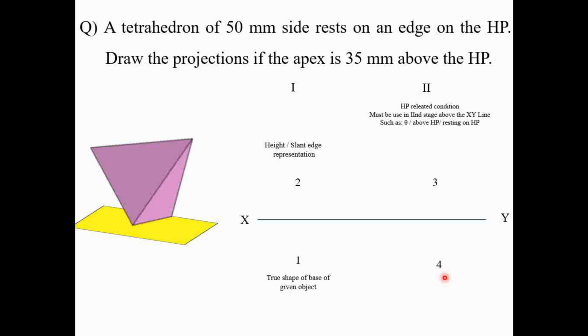Till now we have just discussed the basic theory: where to start the solution and where to end the solution of the current numerical. The start will be below the XY line and the end will be below the XY line. So please remember the diagrams. The first diagram will be the true shape of the base. In the second diagram, generally we represent height, axis and slant edge of the object. In the third diagram, if the theta angle is directly given, or theta related conditions indirectly, such as above the HP or resting on HP, such conditions are used. And the fourth will be the actual position, the final diagram.